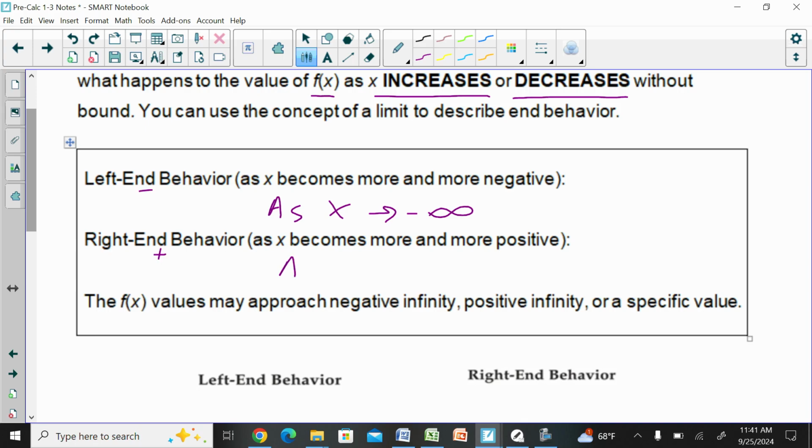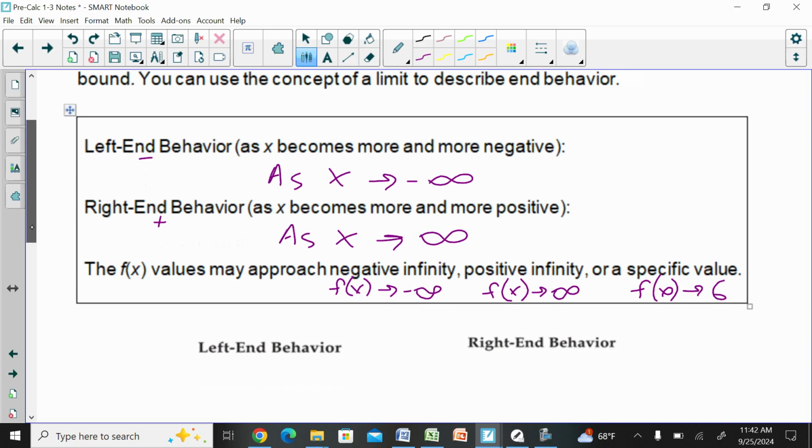So this would be more like as x approaches positive infinity, right? And your f of x values, your y values, they might approach infinity. They might approach negative infinity. So we could say as x approaches infinity, f of x approaches negative infinity. That could be the case. Your f of x values might approach infinity, or they might also have a specific value that they approach. As x gets bigger and bigger, f of x approaches, say, 6, for example. It could be a specific value, okay?